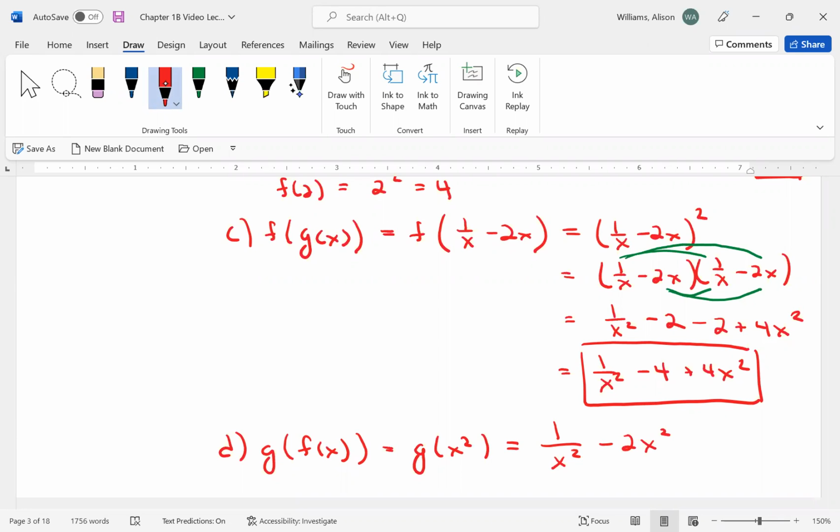And honestly, there's not much we can do to simplify this. I suppose we could get them to have a common denominator, but on an exam, this would be good enough for me. You could go ahead and stop here. I'm okay with that answer.